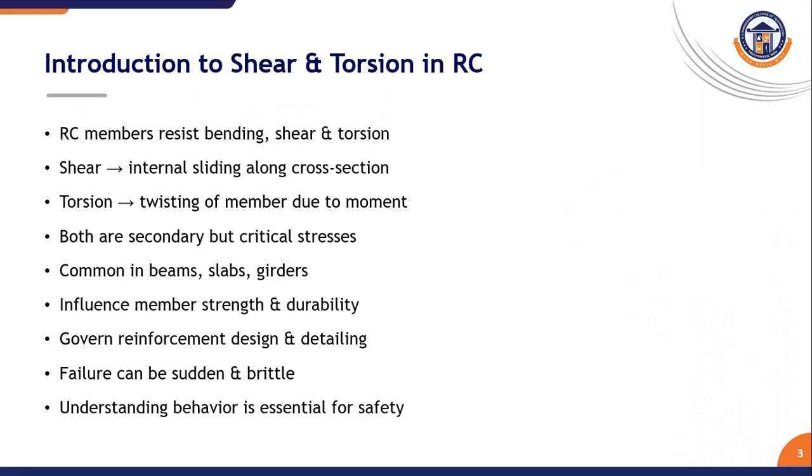Now see the introduction to shear and torsion in reinforced concrete. Reinforced concrete members not only resist bending but also shear and torsion. Shear is the sliding along a cross section, while torsion is the twisting of a member. Both are secondary but highly critical stresses, often governing the reinforcement design. If neglected, they cause sudden brittle failure. IS 456-2000 gives the provisions, and understanding these behaviors is key for safe and durable design.